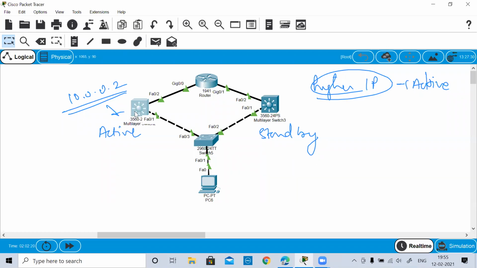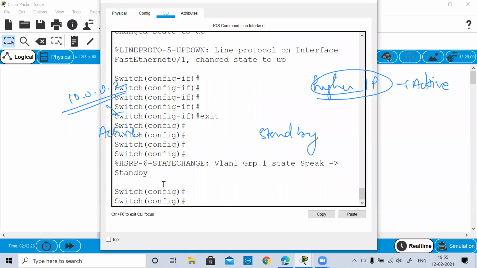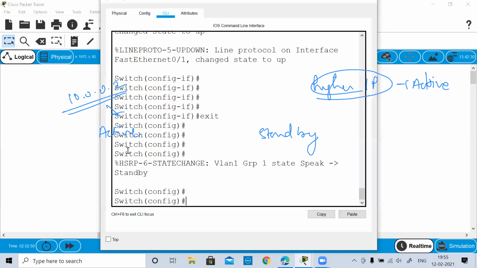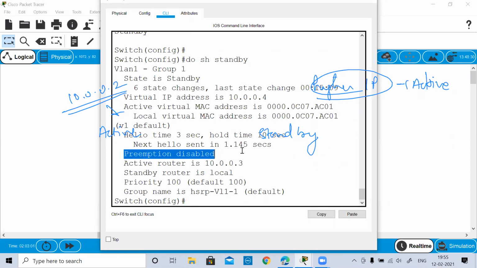So even if you go and change the priority of this, just now we did the changes in the priority, but still there were no changes adopted. Even when I changed the priority to 150, still there was no change, because changing the priority should change the state from standby to active. That will come into picture only if you enable the preemption. By default, as you have seen, the preemption is disabled. You just see that this has been disabled.